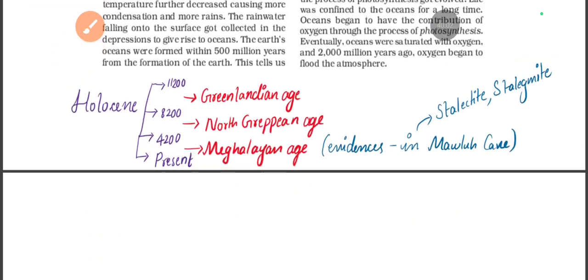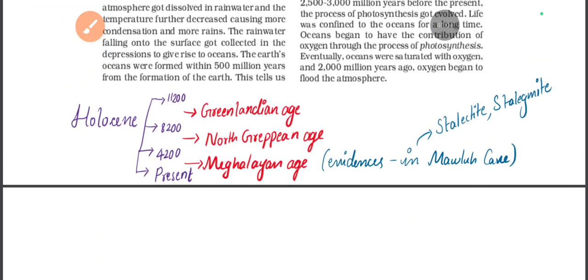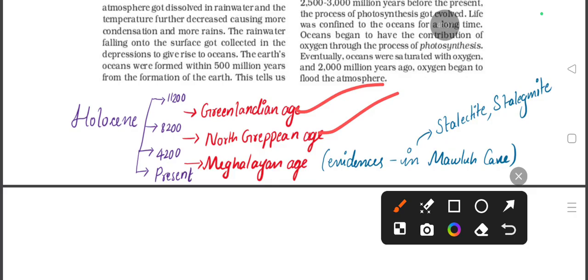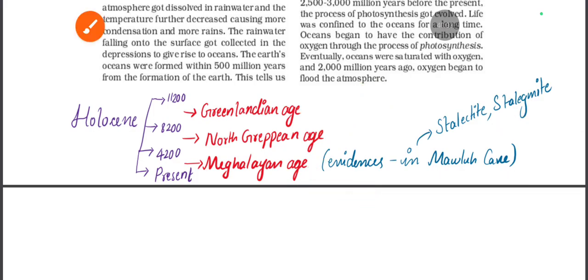Okay. And if you divide the Holocene into different ages, we can divide them into three important ages. One is Greenlandian, one is Northgrippian, and the other one is Meghalayan. And Meghalayan age evidences can be found in Meghalaya, in the Mawmluh cave that is there. So geographers started finding evidences in the stalactites and stalagmites. Okay, these are the landforms that are there in the cave. They started finding the evidences of the change in the geography in this particular cave. That is the reason we have named the age which we are living in as the Meghalayan age.